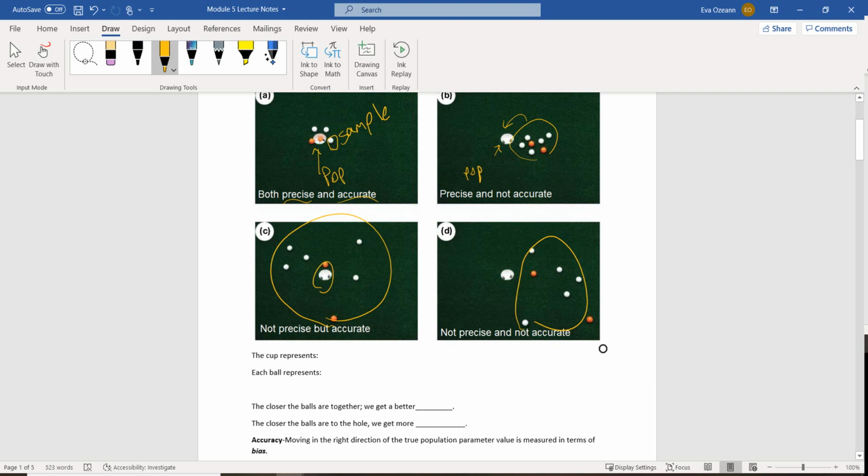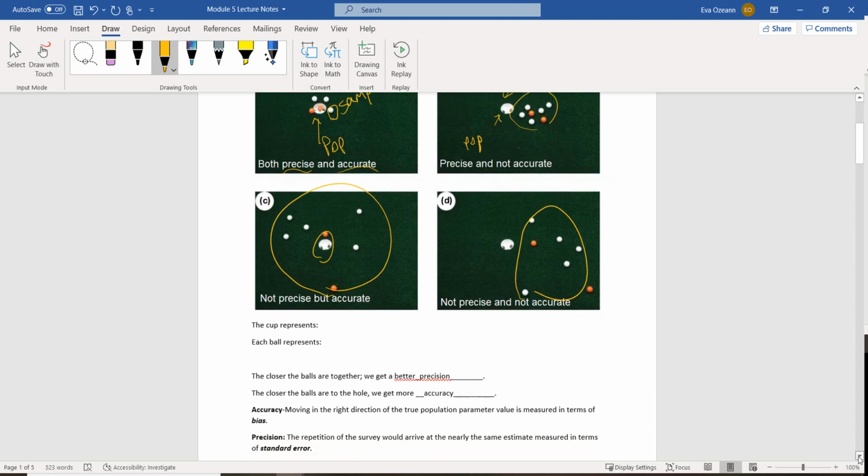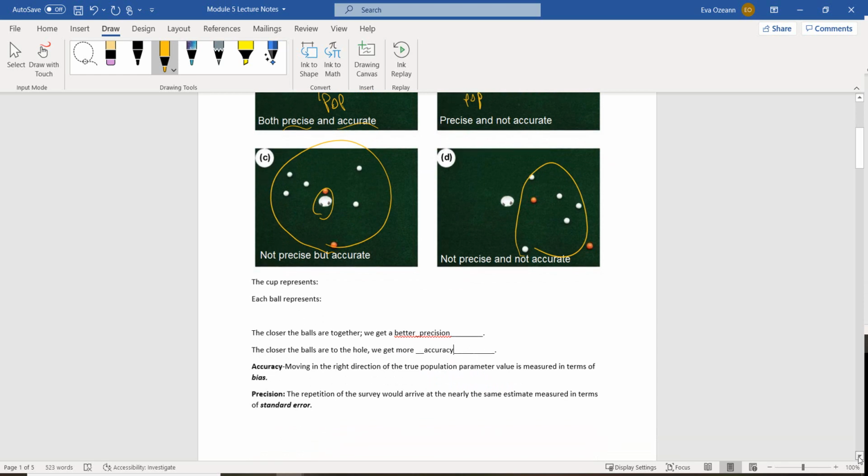In science, we want something that's as close to the correct answer as we can get, and we want to be able to repeat it over and over to get the same result, or at least similar results. Remember, the closer the balls are together, the better, and that is called precision. The closer the balls are to the hole, the more accuracy we get. Accuracy means that we're moving in the right direction of the true population value, okay?